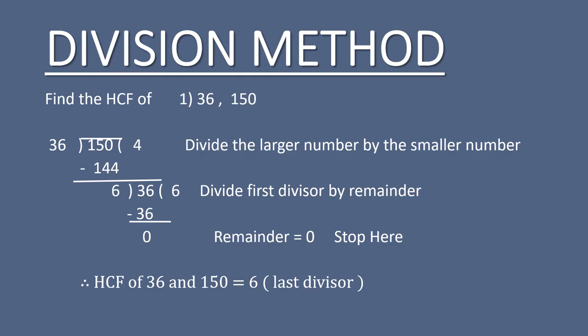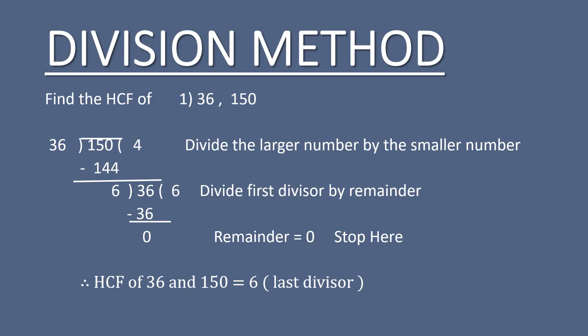One more time I am explaining it. Listen carefully. We will divide the larger number by the smaller number, that is 150 by 36. 36 4s are 144. The remainder is 6 now. Now what you have to do, you will divide the first divisor. Which one is the first divisor? Your divisor is 36. Now you will divide 36 by the remainder, this remainder 6.